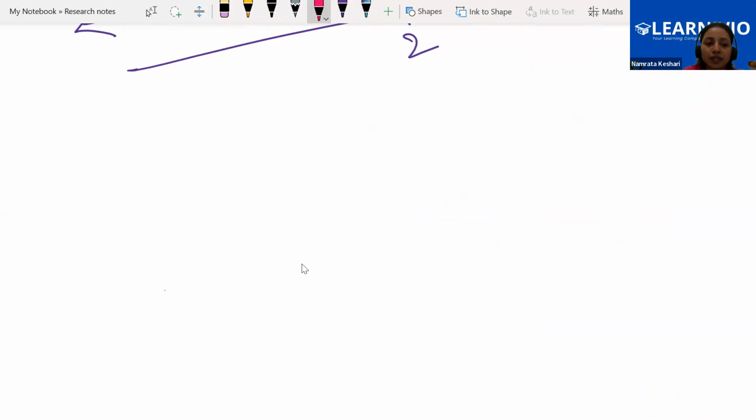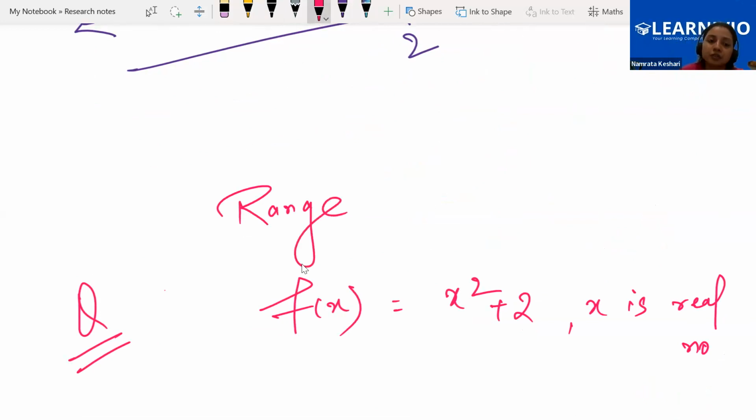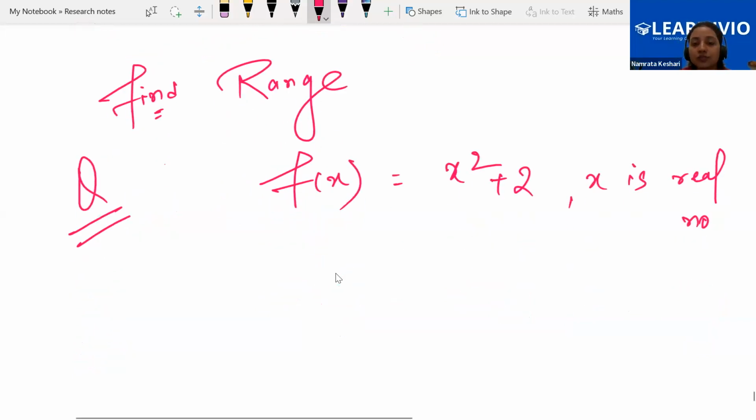The next question is f of x equals x square plus 2, where x is a real number. So the domain is all real numbers. The range we have to find. We knew that the domain is all real numbers; now we have to find the range.